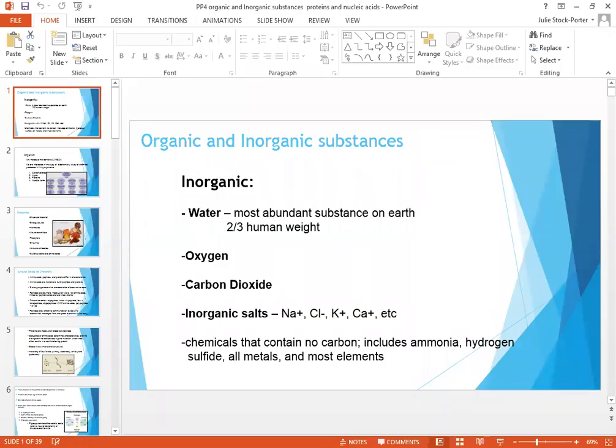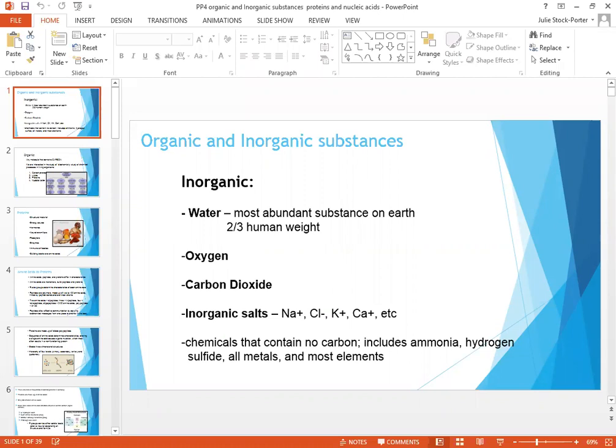Now that we know a little bit about chemistry, the atoms, the periodic table, and how atoms come together to form molecules, we already looked at a very important molecule, which is water. We're going to move on now to see some of the other really important compounds that make up living organisms.